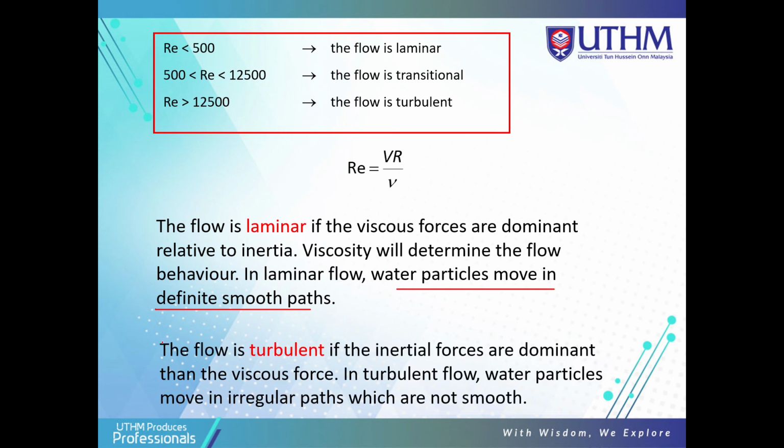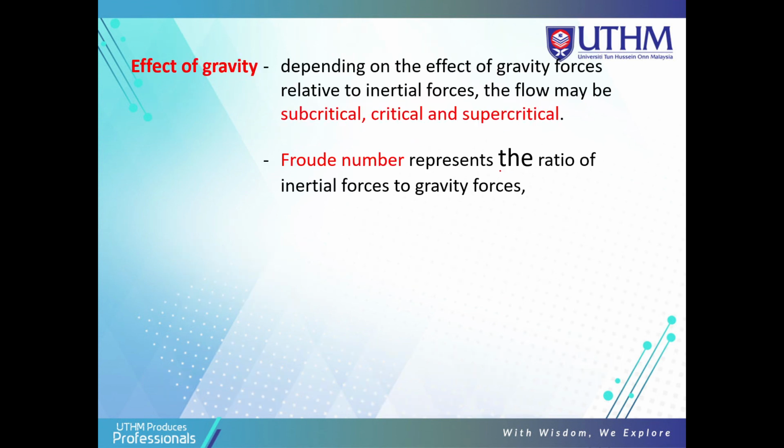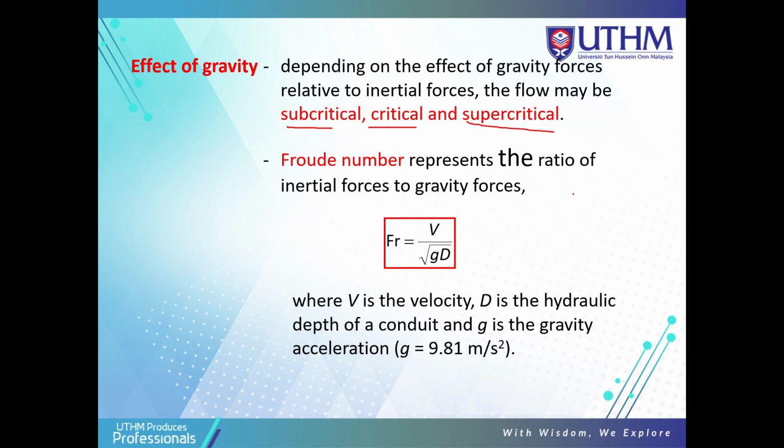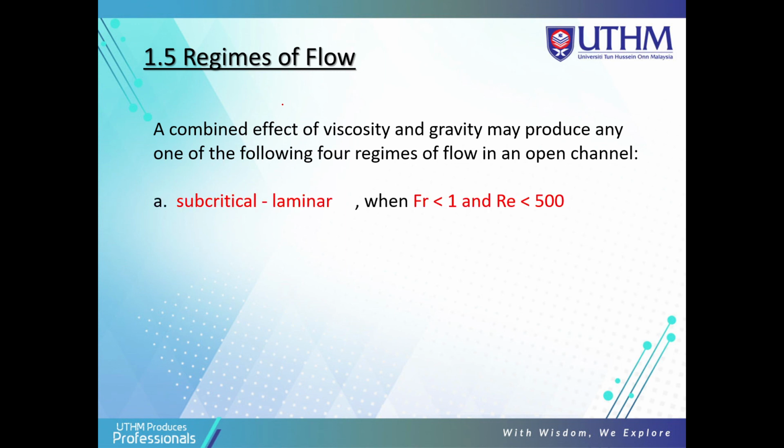The flow is turbulent if the inertial forces are dominant over the viscous forces. The paths are irregular, not smooth. This is turbulent. Now, the effect of gravity: we use the Froude number here. We have learned subcritical, critical, and supercritical, which uses the Froude number. So with the Froude number we state the flow as subcritical, supercritical, or critical.